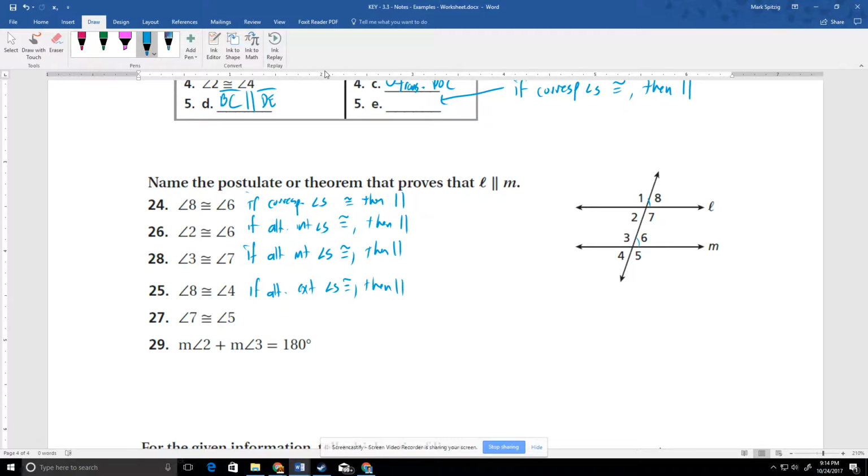7 and 5 are corresponding. So if corresponding angles are congruent, then the lines are parallel. And 2 and 3 add up to 180, which means they're supplementary. So we know that if our same side interior angles are supplementary, then the lines are parallel.